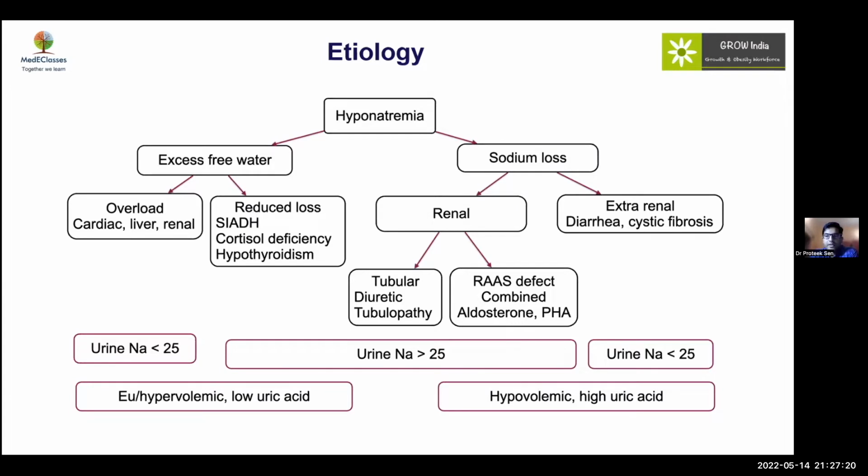Uric acid is also an important test to see whether hypovolemia is there. Low uric acid means there is enough volume, maybe euvolemia or hypervolemia. High uric acid means there is hypovolemia.